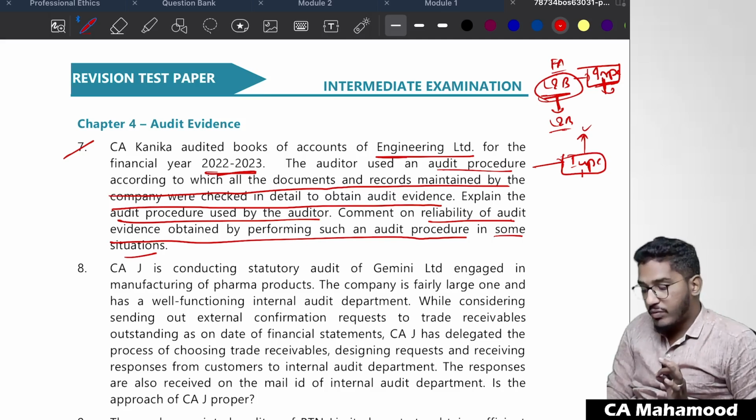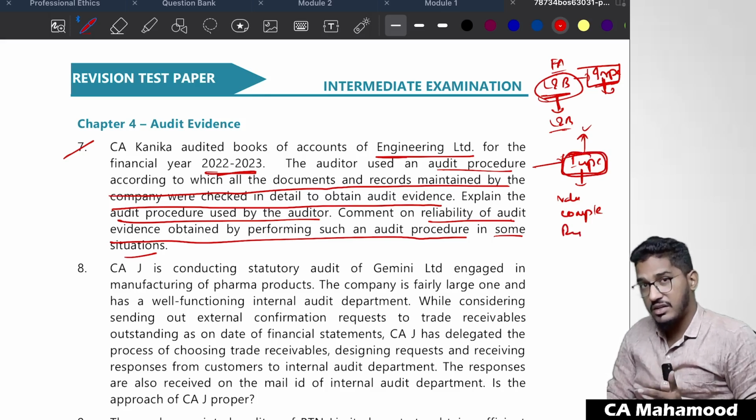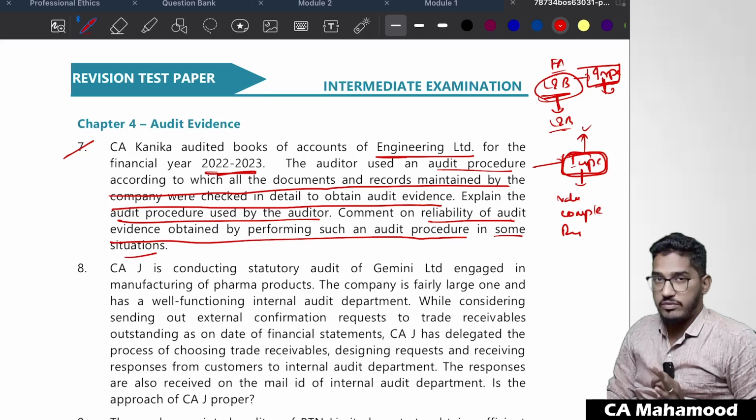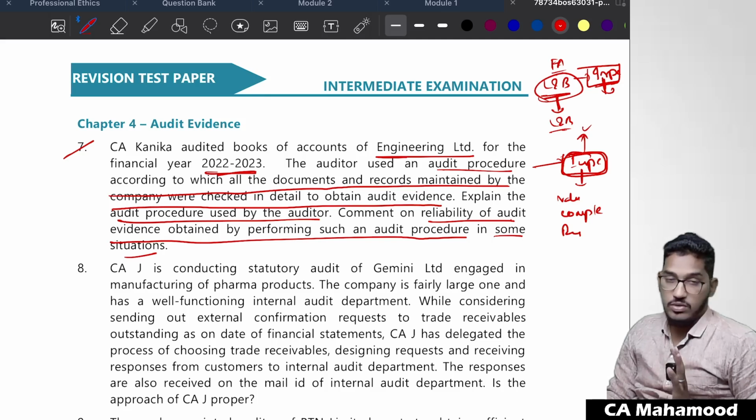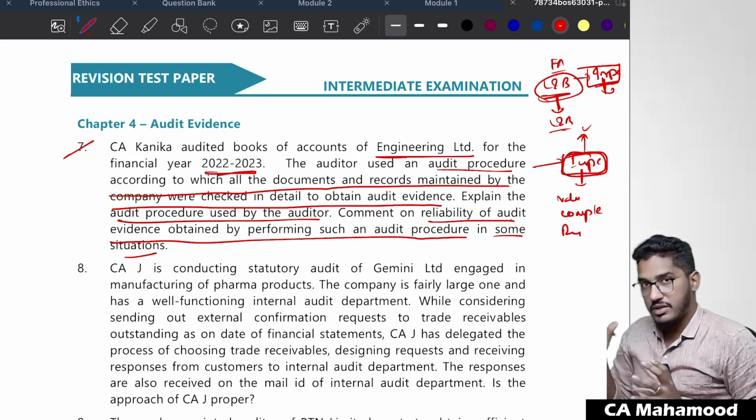So inspection will provide audit evidence regarding valuation. Inspection will provide audit evidence regarding completeness. Inspection might provide audit evidence regarding rights and obligations. But in some cases, if you want to obtain audit evidence regarding existence and occurrence, only inspection will not give you audit evidence. You have to go and do observation also. Clear? So they have elaborated in the answer, some general discussion they have given.